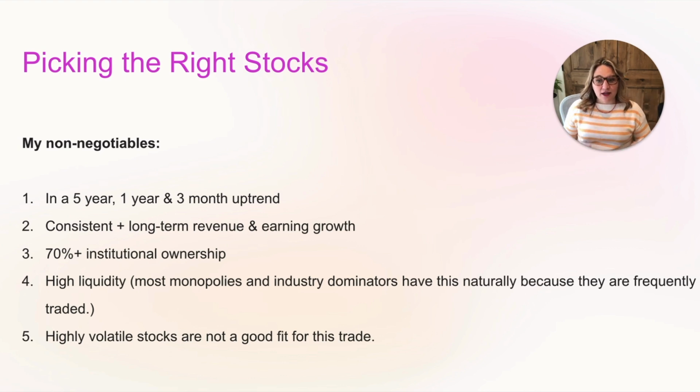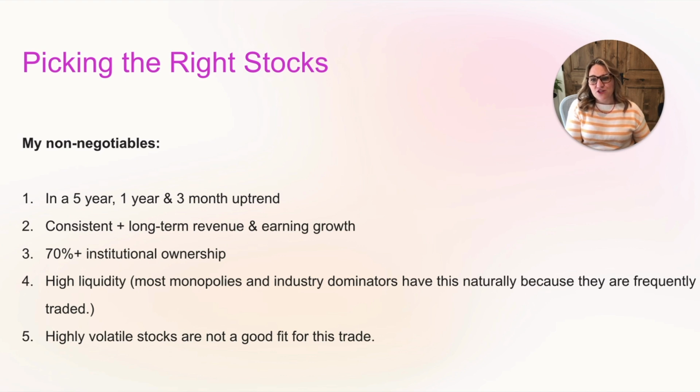Number three, the stock has to have 70% institutional ownership. That is like an insurance policy that this trade is going to go well through time. It's a nice little thing that happens. And then high liquidity, okay? So you don't really have to worry about high liquidity or look it up if you're trading a monopoly or an industry dominator, because they're going to have high liquidity naturally because they're frequently traded stocks. But some of these lesser known names, newer stocks, like I'm trading this stock right now called ASTS, it has lower liquidity. So that can be a little bit of a problem when you're trying to sell or roll an option. Okay, so just be cognizant of that before you go into this as well.